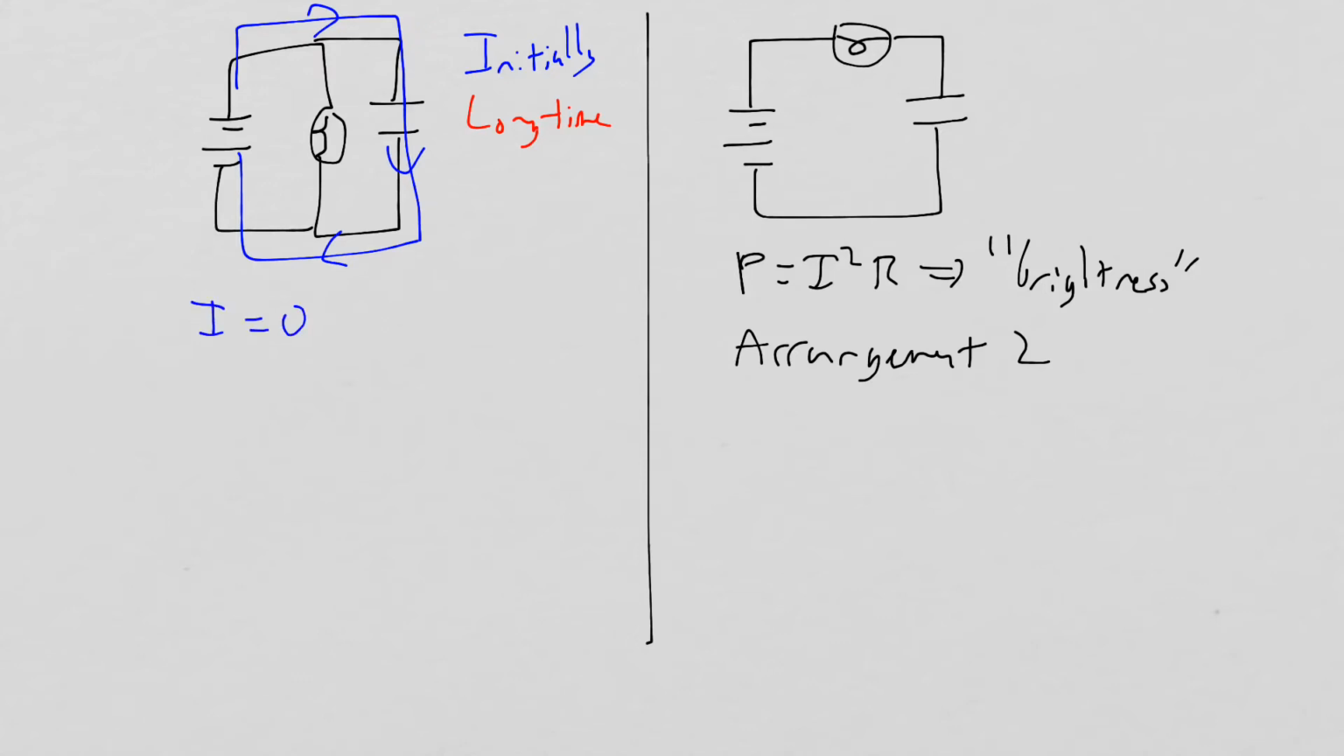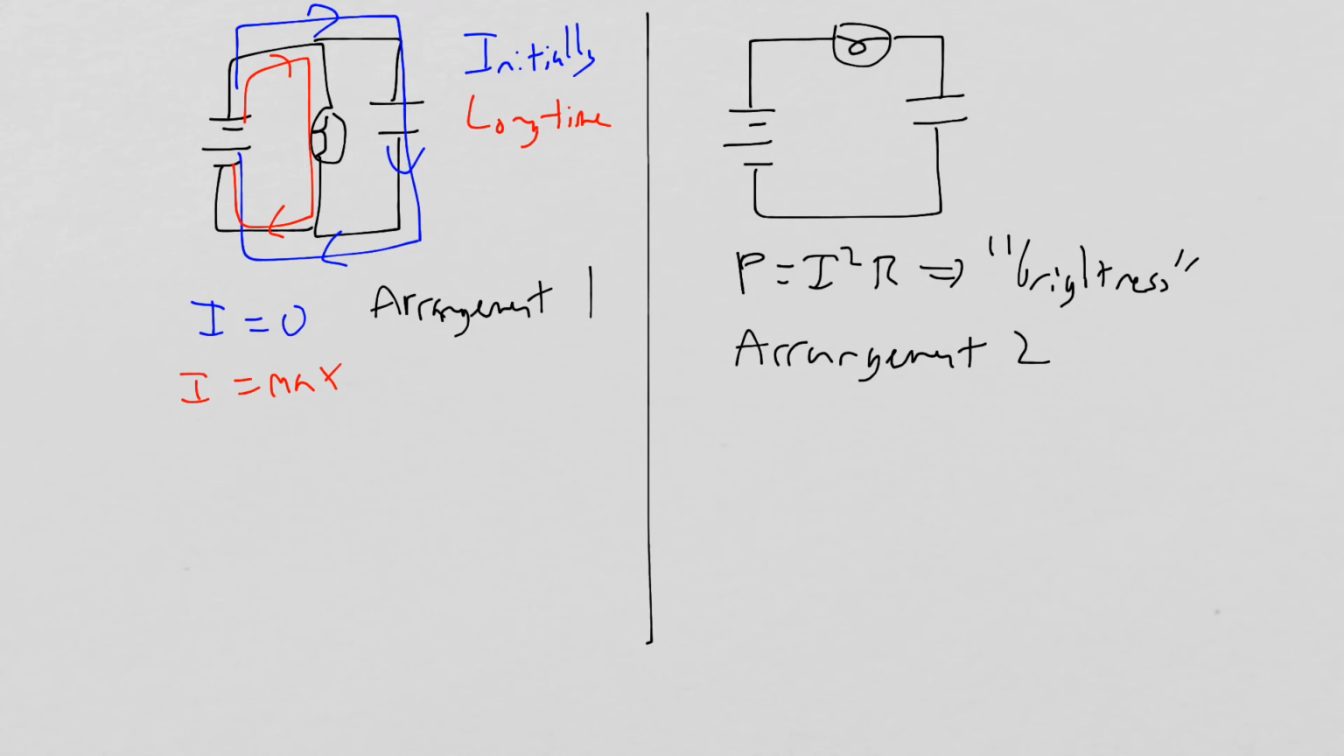What about after a long time? Well, after a long time, the capacitor is fully charged. Now it's like the circuit is broken, like it's not even there. And so all the current will now go through the light bulb. Which means after a long time, the current is a maximum value, based on exactly how much resistance the light bulb has. It doesn't matter, it's definitely a maximum. And so this one will work. So this has to be arrangement 1.